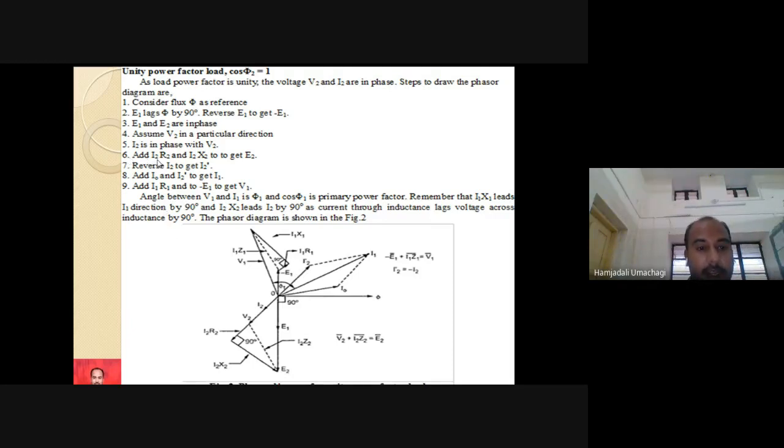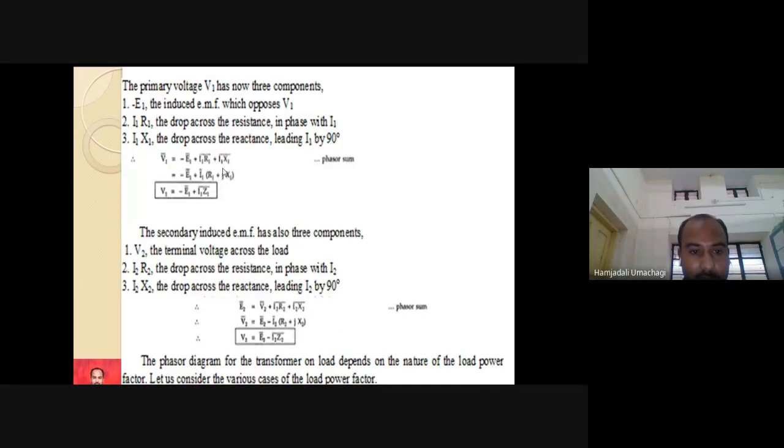Next, add I2R2 and I2X2 to get E2. So now you have to develop the phasor diagram for this equation: V2 plus I2R2 plus I2X2. Secondary induced EMF E2 is equal to load voltage V2 plus I2R2 plus I2X2.